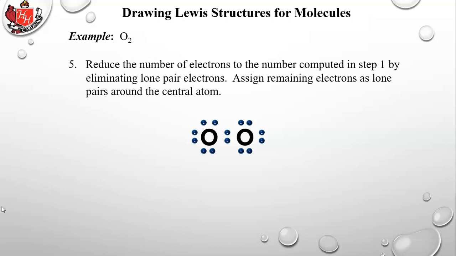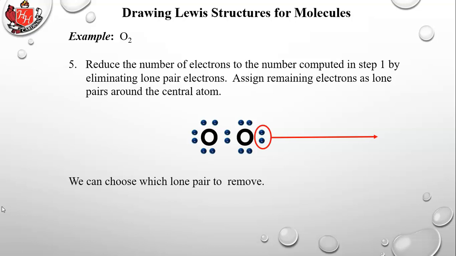5, reduce the number of electrons to the number computed in step 1 by eliminating lone pair electrons. Well, you can pick any lone pair you want. We're going to pick the one on the right side there, and we can choose which lone pair to remove. We're going to remove that one, and there it goes. So now we have the correct number of electrons. We have 12 valence electrons. That's how many we started with. Okay. The problem now, though, is that the oxygen on the right does not have an octet.